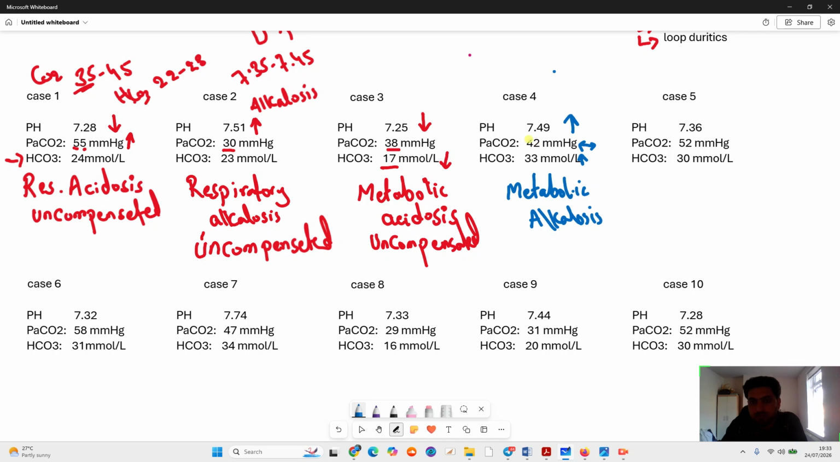Now that you know it's metabolic alkalosis, look at the respiratory. Is the respiratory trying to compensate that or not? Is the range of the carbon dioxide normal? Yes, it's in a normal range. So it's uncompensated.